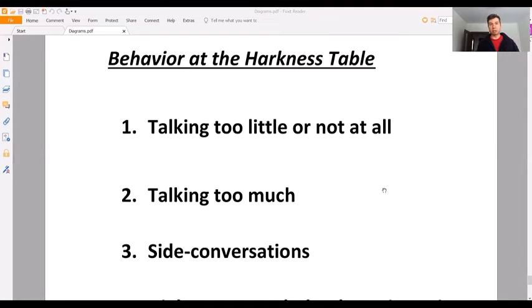That's one type of behavior that the teacher needs to address, because if it's not being addressed, it can become quite problematic, not just for that particular student, but for the group as a whole.